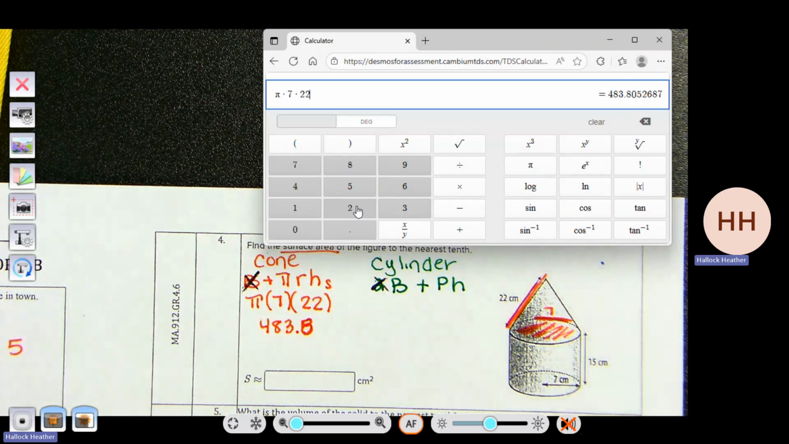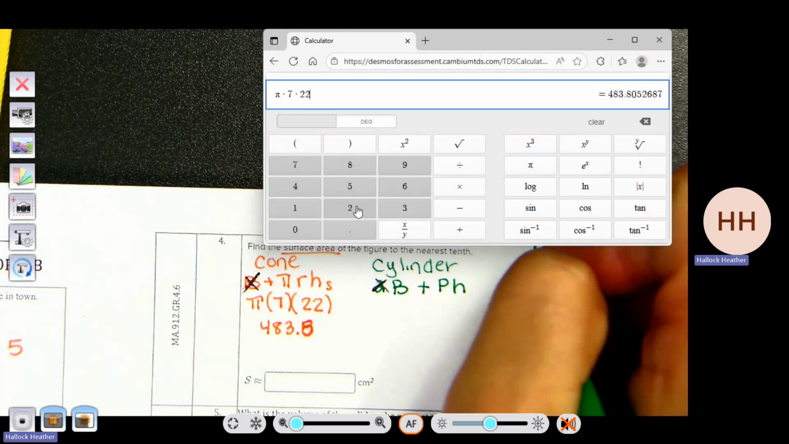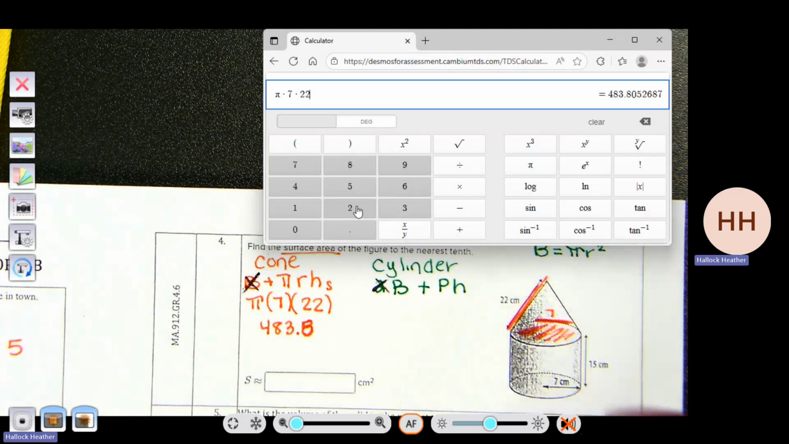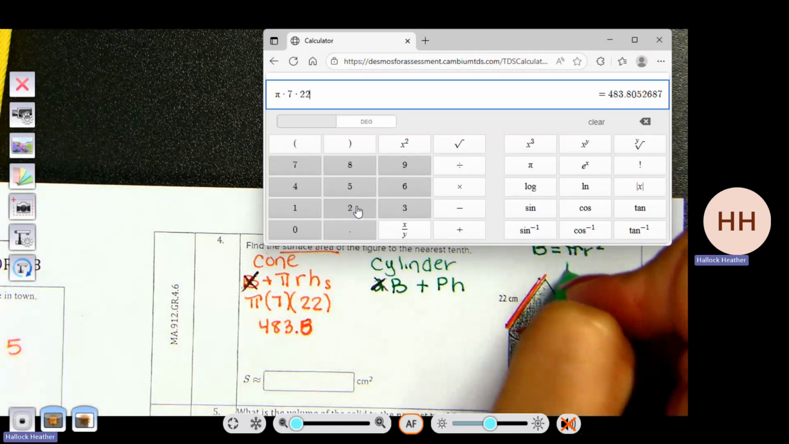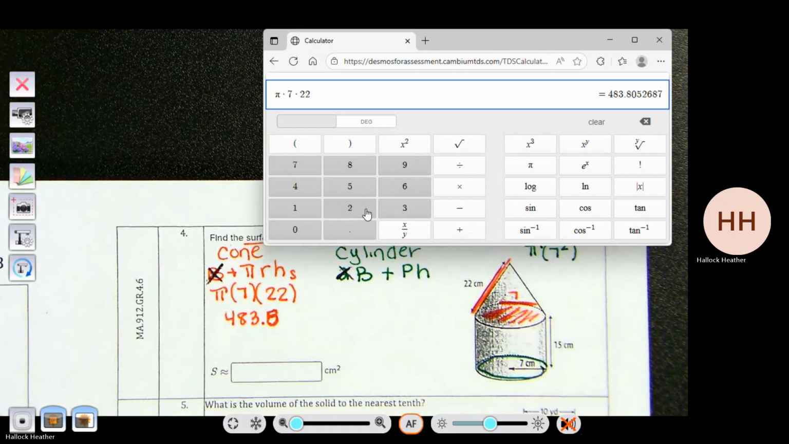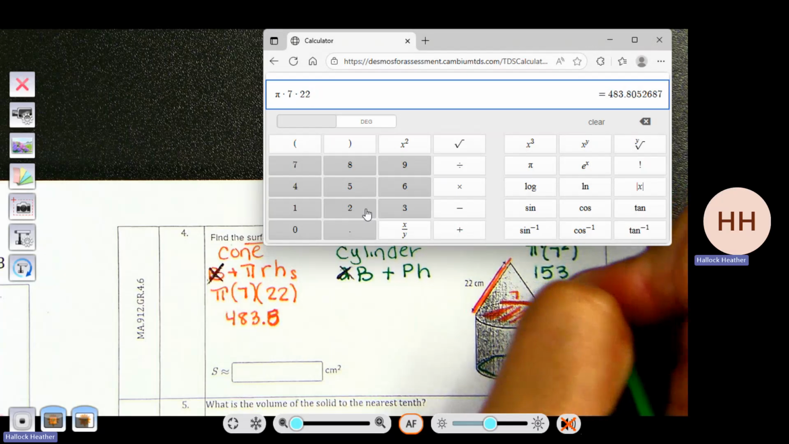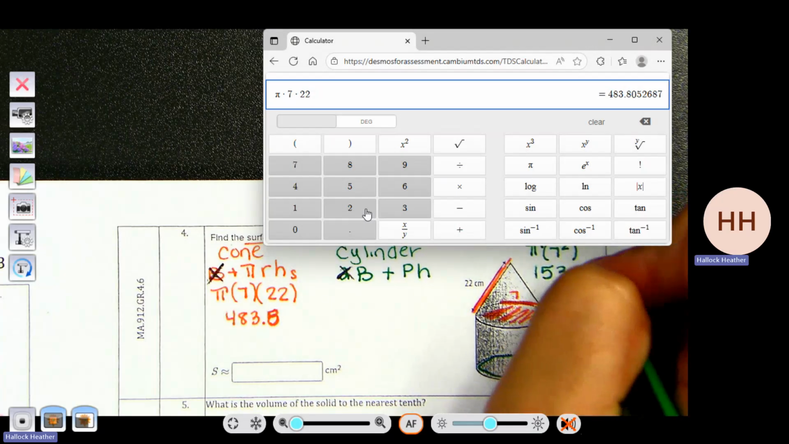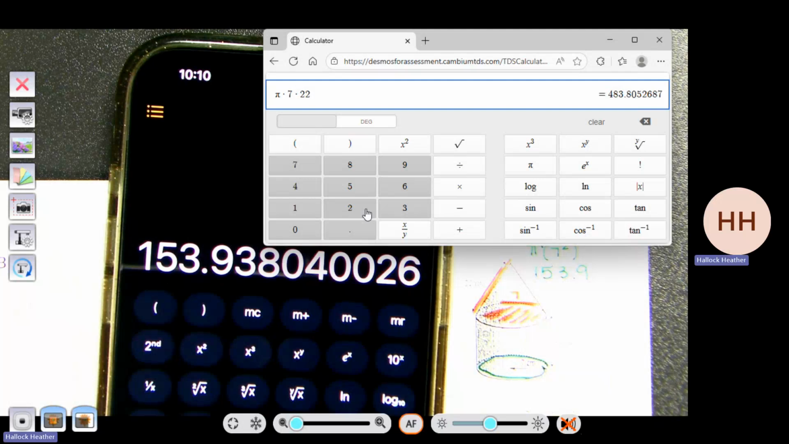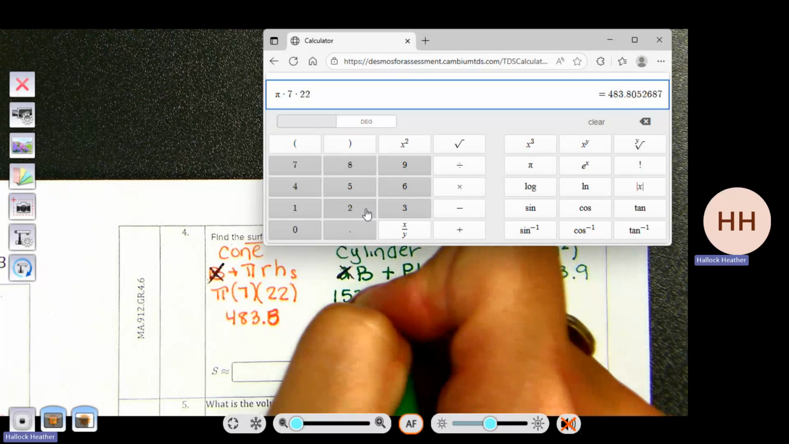For my cylinder, big B is the area of the base, so I'm going to do that off to the side. Big B is the area of the base, which is a circle, pi r squared. So I'm doing pi times 7 to the power of 2, which is 153.9. We're rounding to the nearest tenth, so I'm going to leave it as 153.9.